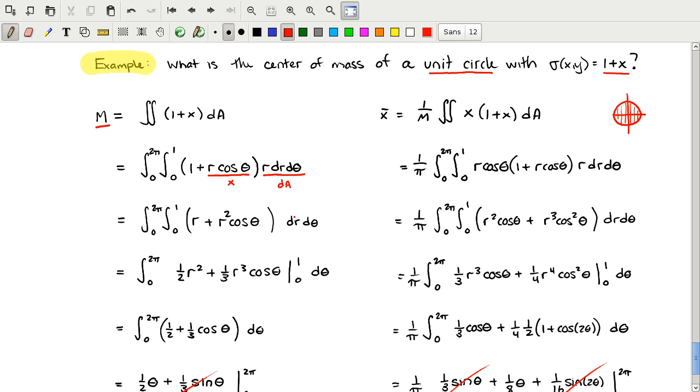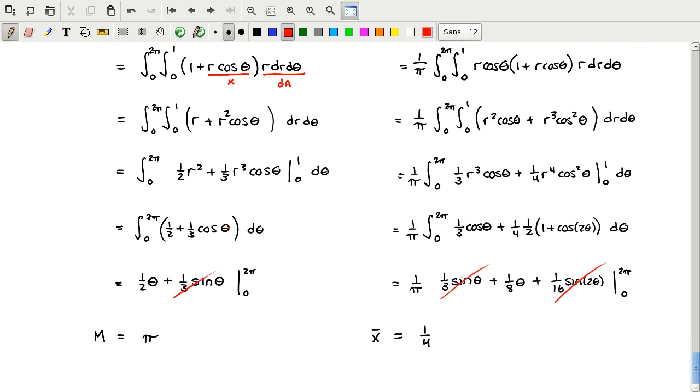We now proceed to do this integral by iteration. First, we multiply through by r to get r plus r squared cosine theta. We now integrate in r: 1/2 r squared, 1/3 r cubed cosine theta. No contribution from r equals 0, so we plug in 1. It gives us the following. And now we integrate 1/2 plus 1/3 cosine theta. We get 1/2 theta plus 1/3 sine theta. Sine of 0 is 0, and sine of 2 pi is 0, so we get no contribution from this term, and all we have is 1/2 theta evaluated at 2 pi. So the mass of this object is simply pi.